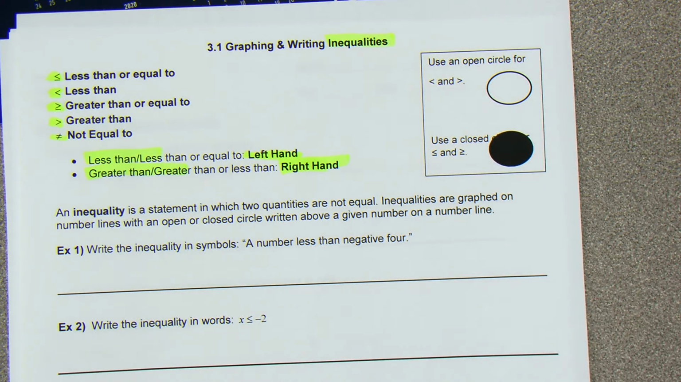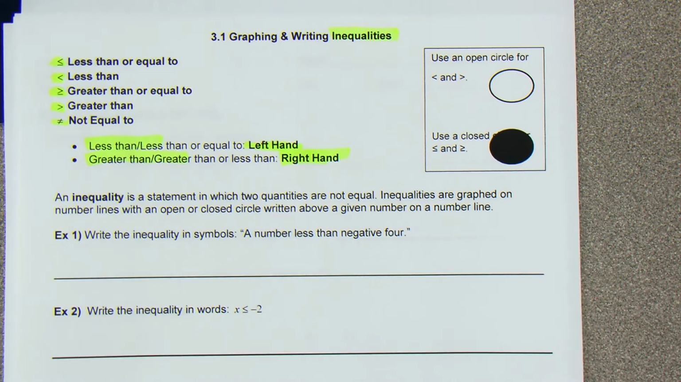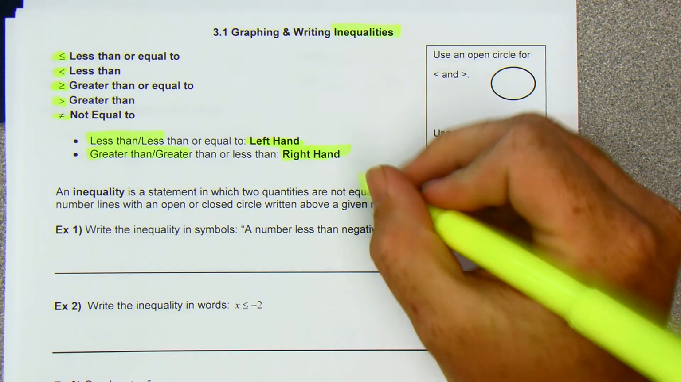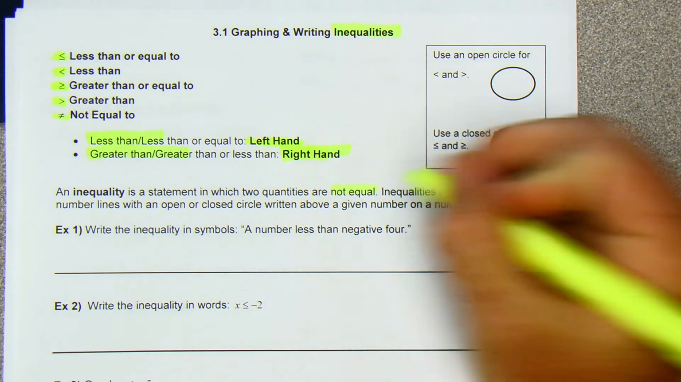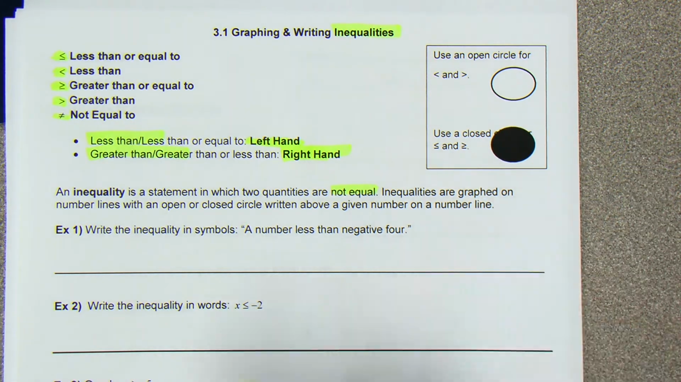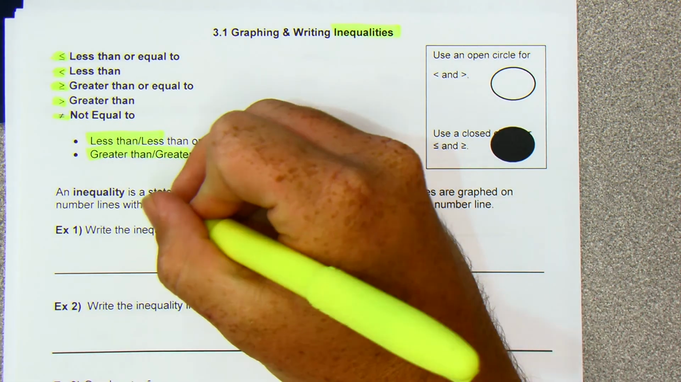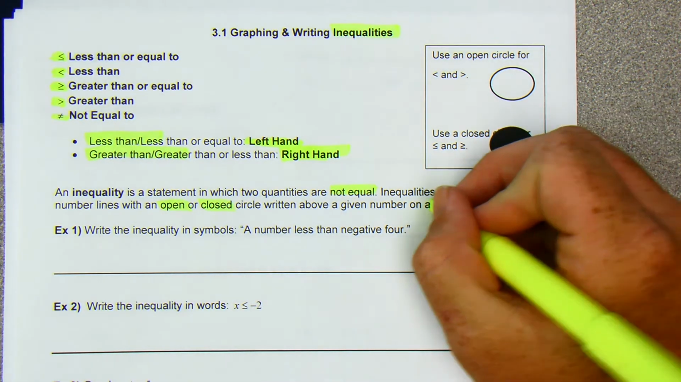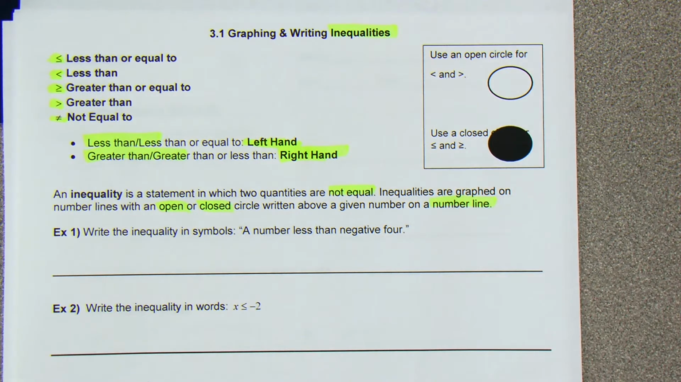All right, so this is our definition here. It says an inequality is a statement in which two quantities are not equal. That's why it's an inequality. Inequalities are graphed on number lines with an open or closed circle, written above a given number on a number line. So that will make more sense when you get into our examples here.